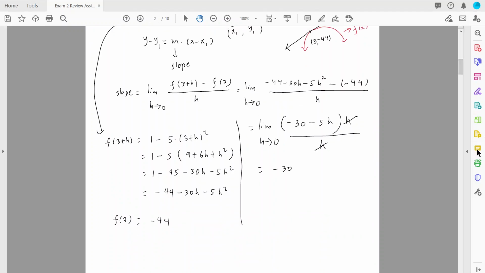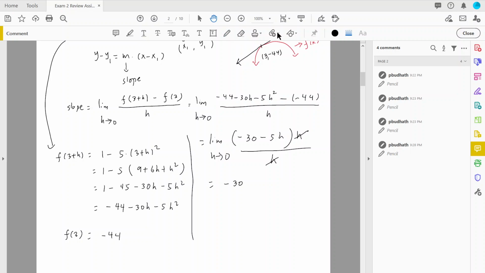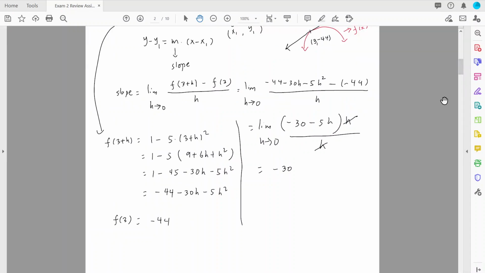Okay, so I'm going to use a different color here. Let me use this one. I'm going to use this formula for finding the equation of the tangent line. y minus y1, which is negative 44, equals m, which is negative 30, times x minus x1, which is 3. And now we just have to simplify this.